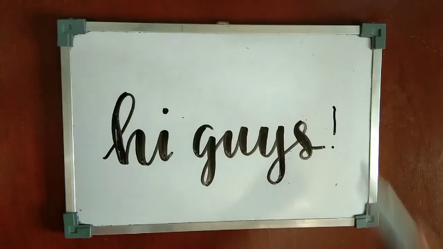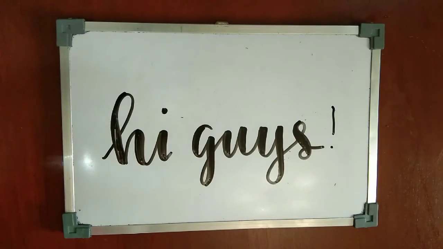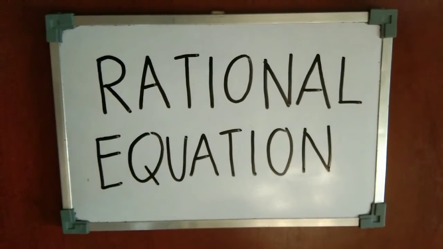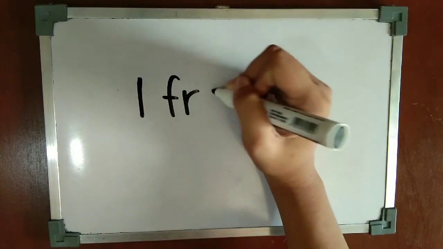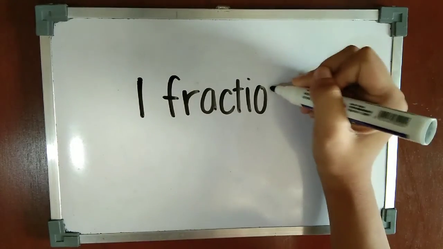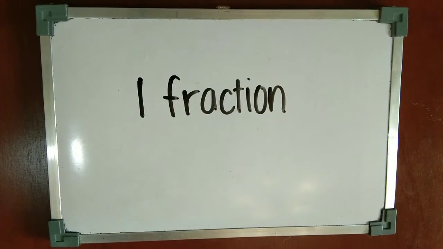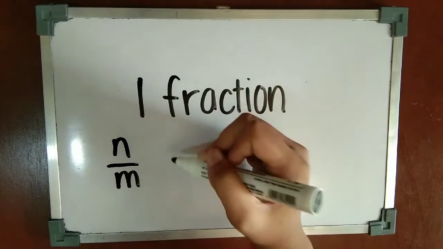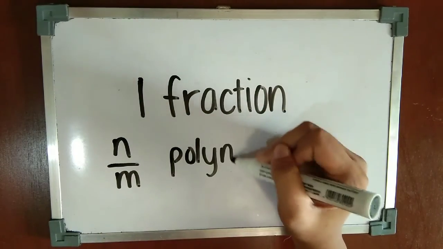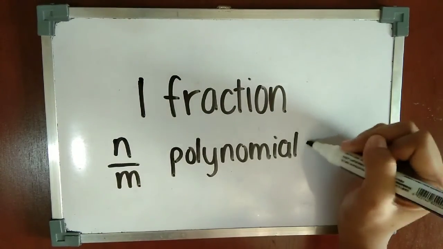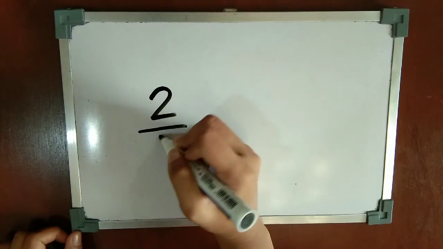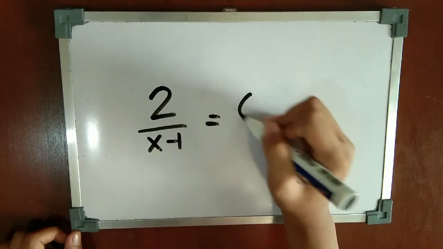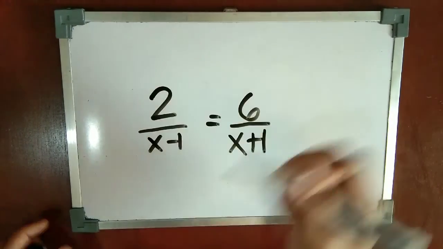Hi guys! Today, we will learn how to solve rational equations and rational inequalities. First, let us know what a rational equation is. A rational equation is an equation containing at least one fraction whose numerator and denominator are polynomials. For example, 2 over x minus 1 equals 6 over x plus 1 is a rational equation.